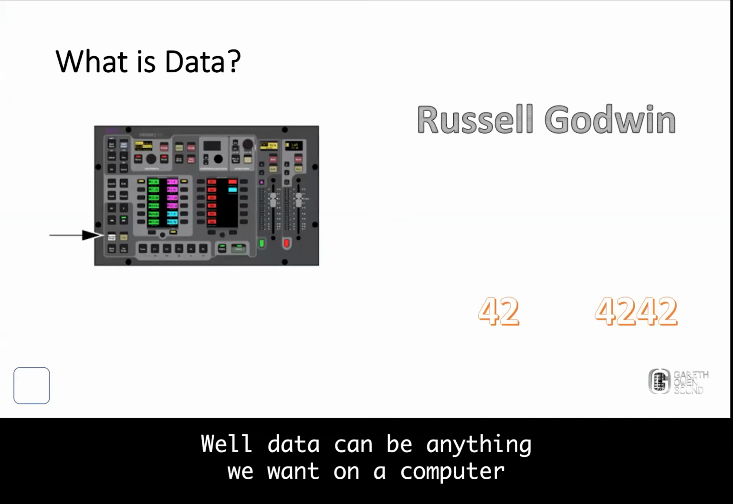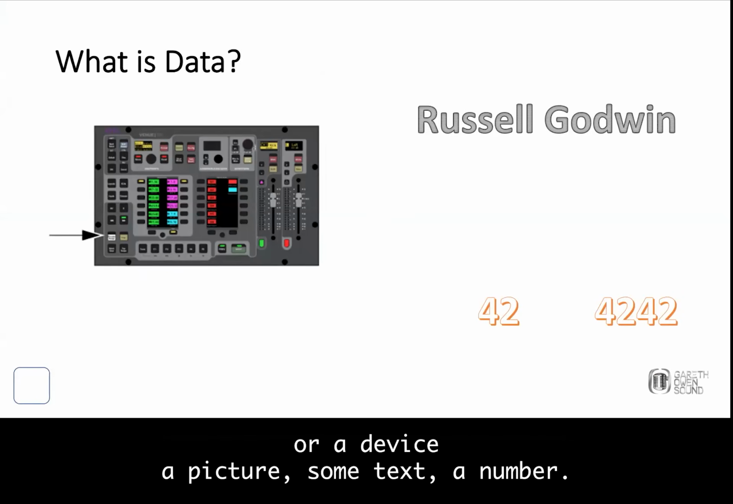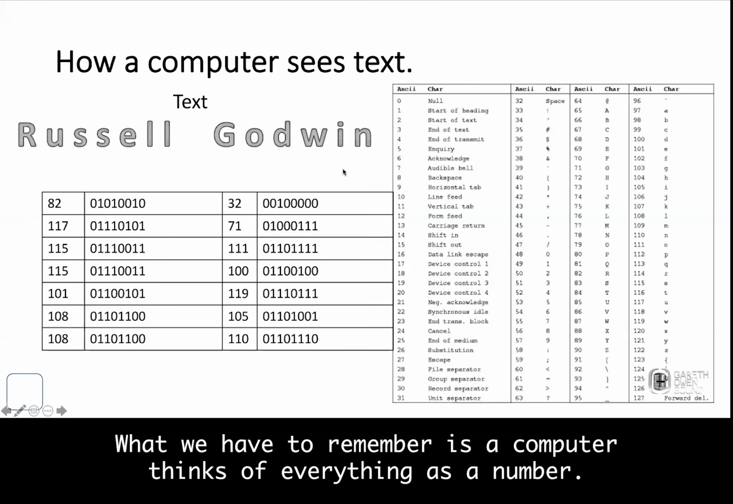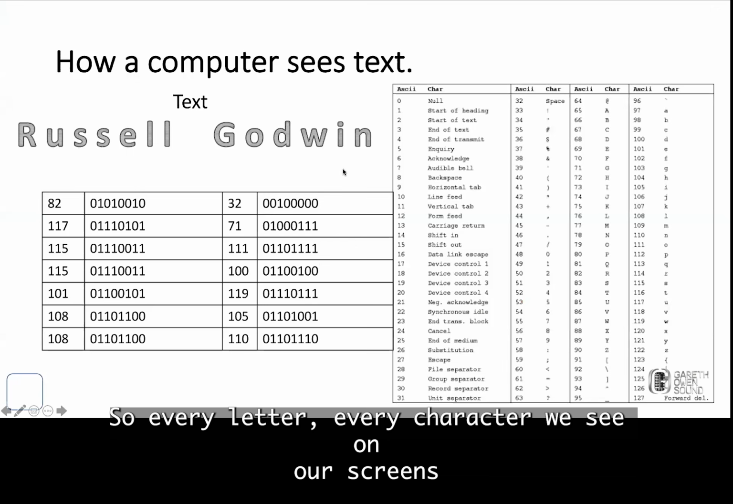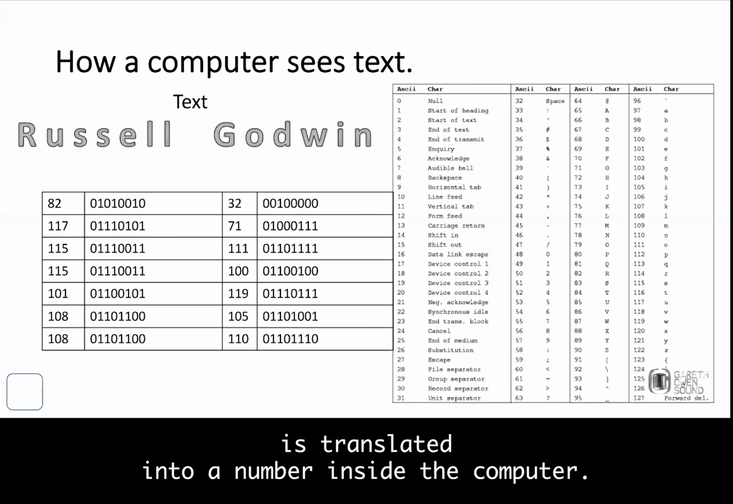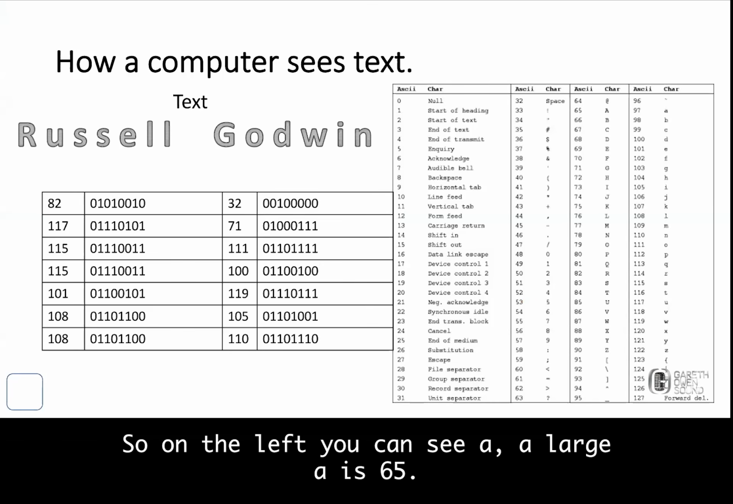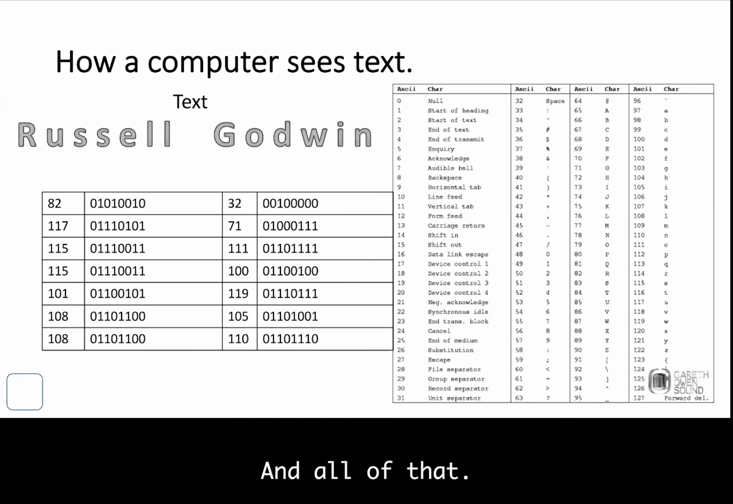What is data? Well, data can be anything we want on a computer or a device. A picture, some text, a number. What we have to remember is a computer thinks of everything as a number. So every letter, every character we see on our screens is translated into a number inside the computer. This used to be done by ASCII. On the left, you can see a capital A is 65, and all of that.